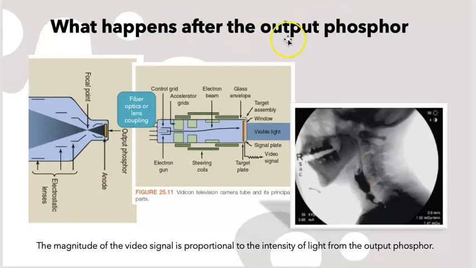Finally, what happens after the output phosphor, you might ask? Well, from the output phosphor, we have fiber optics or lens coupling that attaches it to this camera tube. We can see another conversion of energy to where we get electrons, an electron beam, that interacts with other components to give us that visible light that we ultimately want to see.